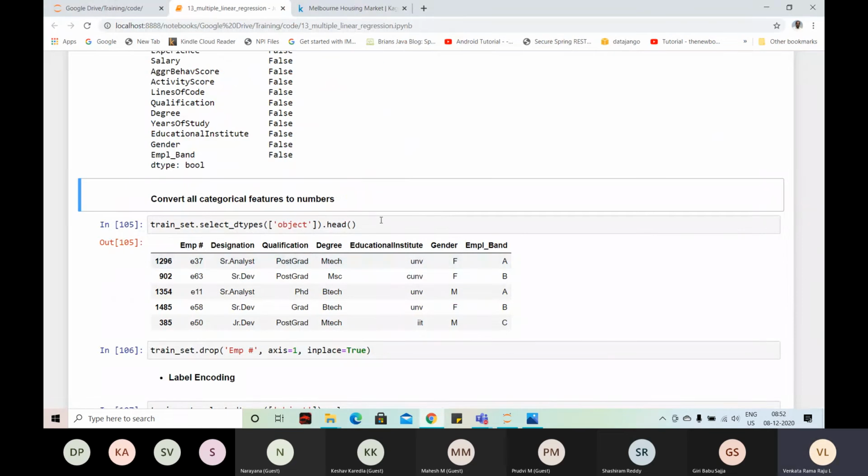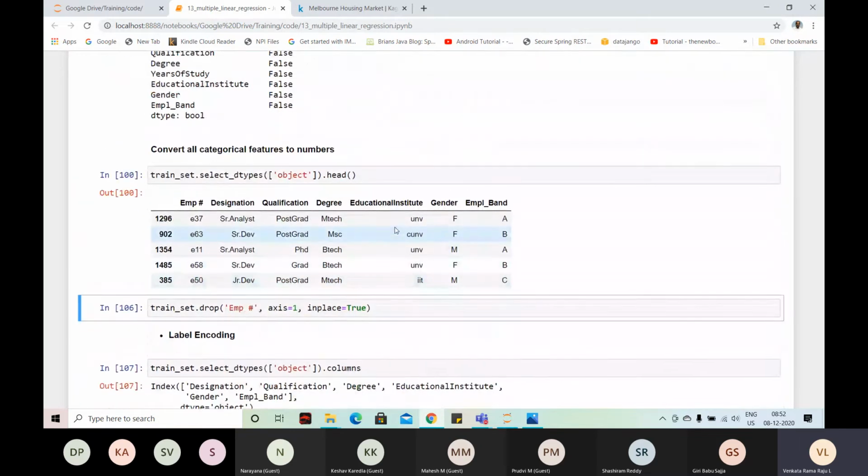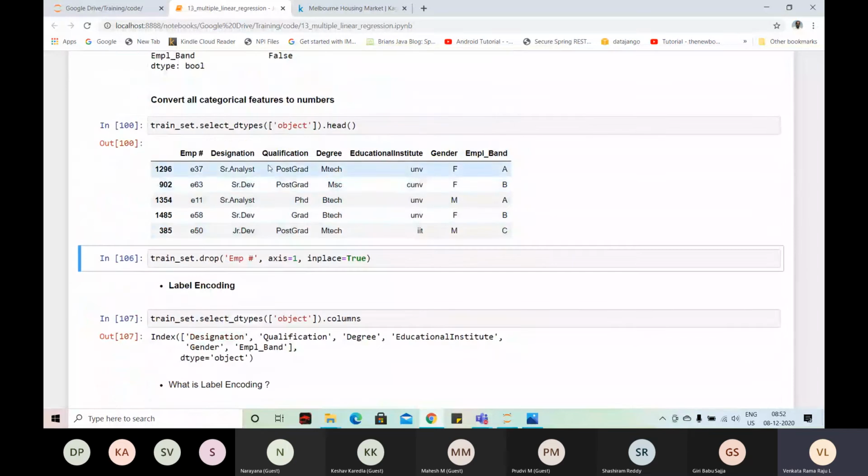Let us see. Okay, convert. No, the categorical columns are still not converted into numerical. Just fill the nulls here. Okay, so now these are all the categorical columns.